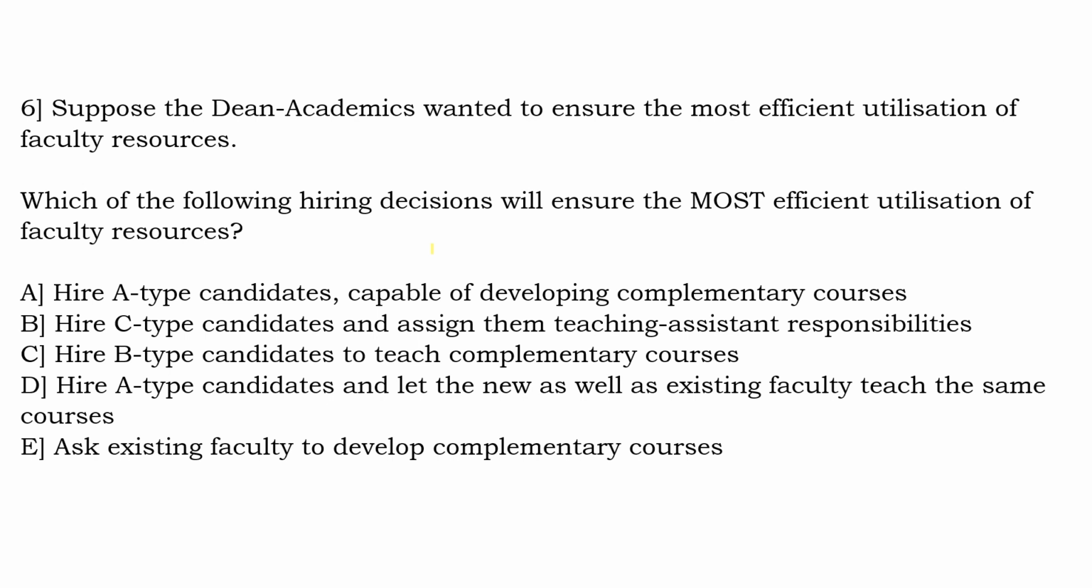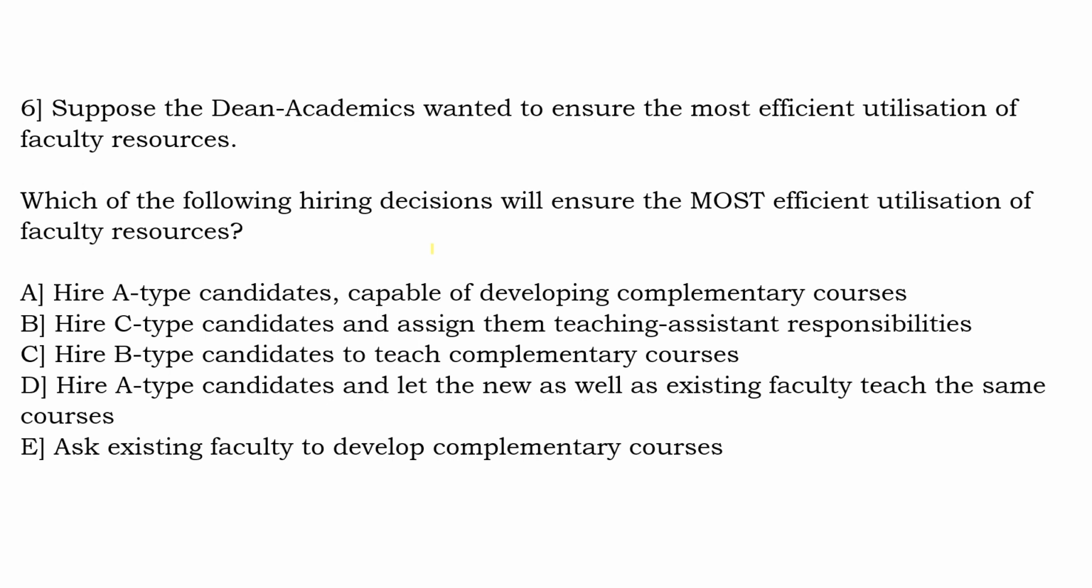Then D, hire A-type candidates and let the new as well as existing faculty teach the same courses. So here again, not an efficient utilization, because the new A-type candidates will be able to teach the new courses, but the existing faculty, from the passage we know that they are not good at developing new courses, so they will not be able to teach the new courses equally efficiently.